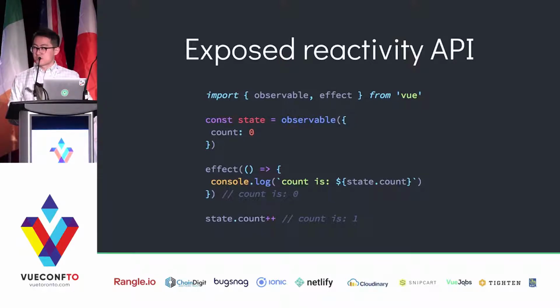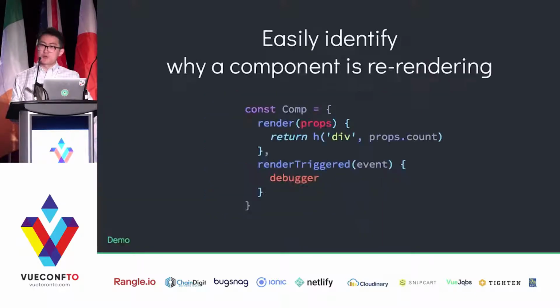So the effect function means you want to produce some side effects, for example, logging to the console, that relies on some piece of reactive state. So this side effect, a console.log that relies on state.count, once it's being executed, it tracks its dependencies now. So whenever you mutate the state, this line gets called again. Internally, every Vue component uses the same API to track the dependencies during its render and to determine when to re-render.